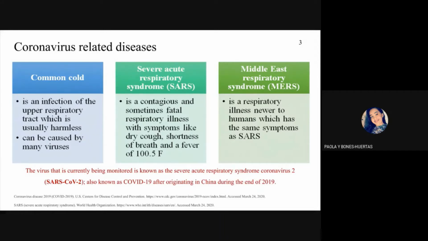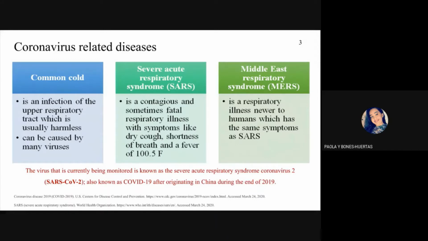We also have the severe acute respiratory syndrome, also known as SARS by the acronym. This one began in 2002 in the Guangdong province of China, and it was transmitted from bats to civets and then to humans. It has an approximately 9.6% fatality rate, and it has symptoms like dry cough, shortness of breath, and fever.